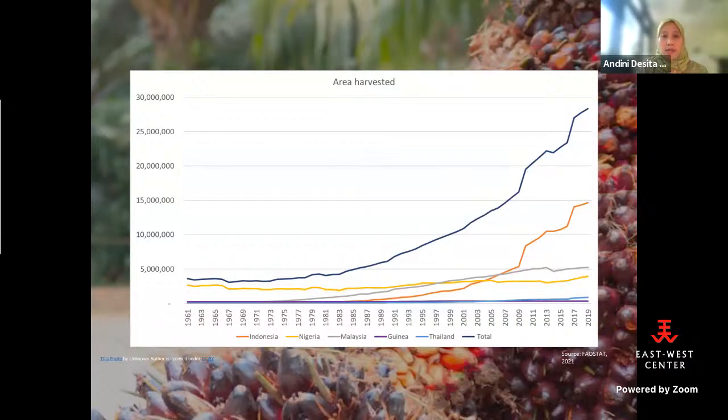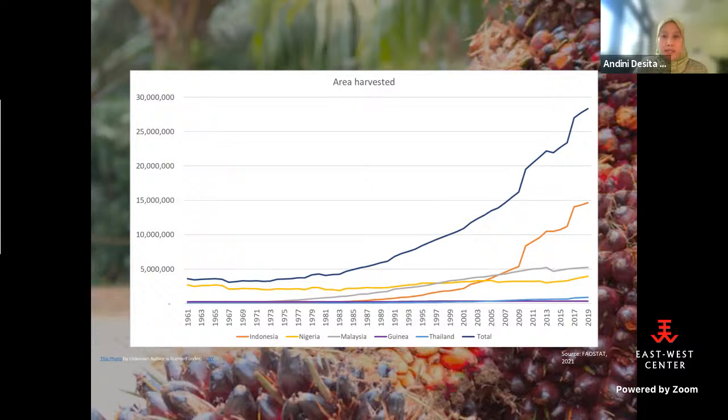This is a chart that shows the area harvested globally of the oil palm plantations. The blue line on the top is the total area harvested at the global level, and the other lines are the top 5 producers of palm oil: Indonesia, Nigeria, Malaysia, Guinea, and Thailand. These data I extracted from the FAO set. As we can see here, obviously the harvested area of oil palm has increased significantly, even more than double in the last 2 decades, and it makes them the fastest growing major tropical crops.